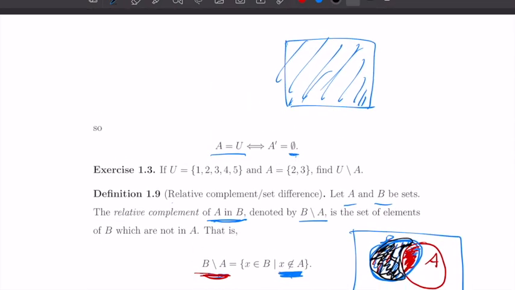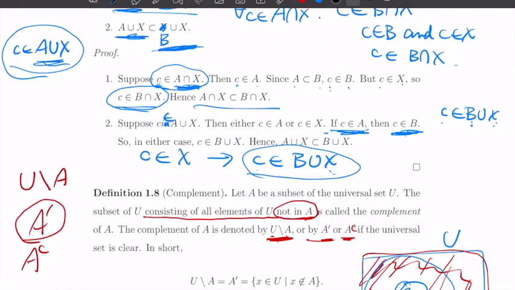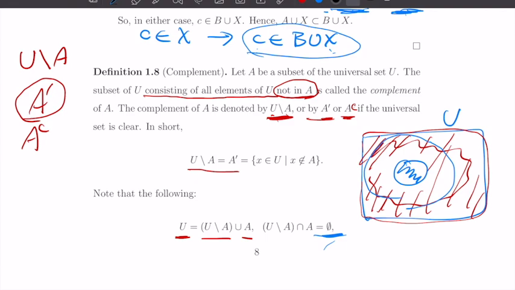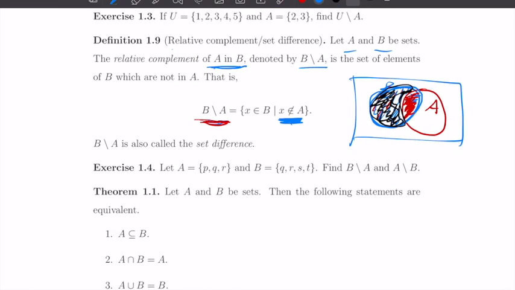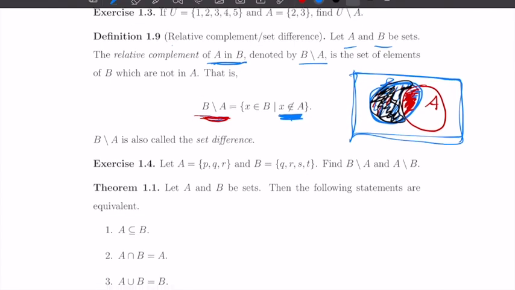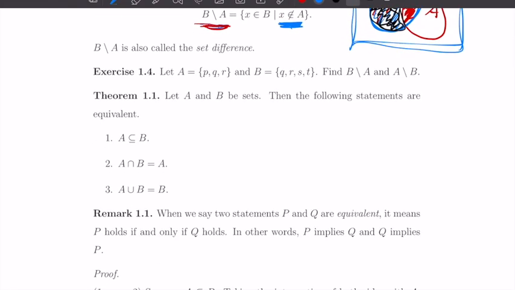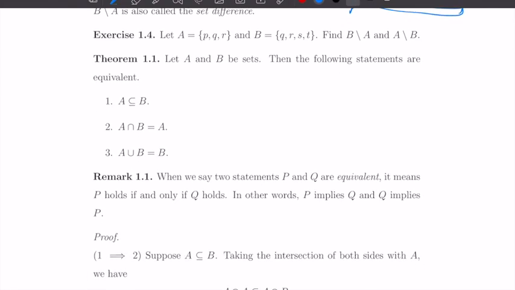So the previous complement is just a special case of this one, where B happens to be the entire universe. Okay?